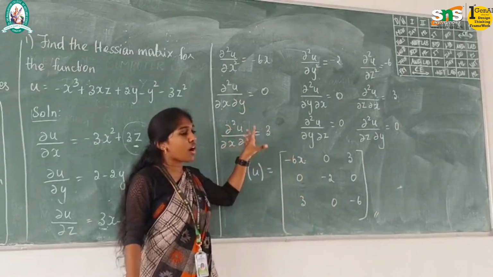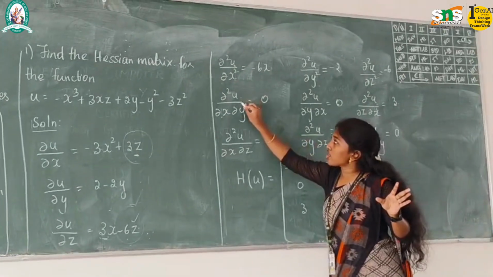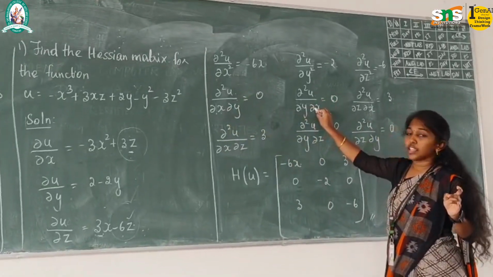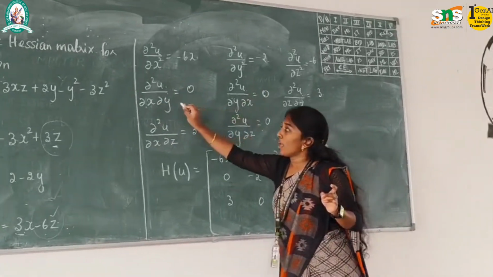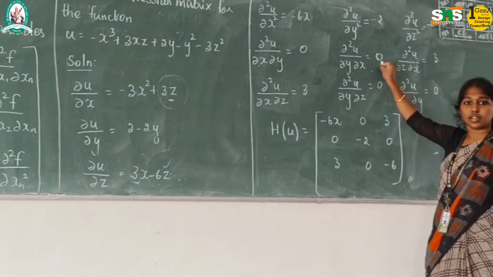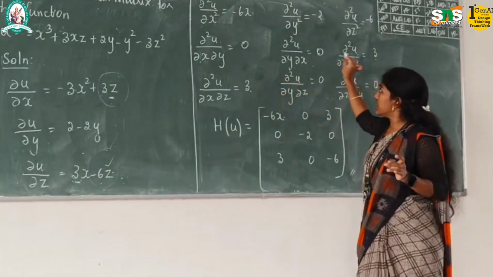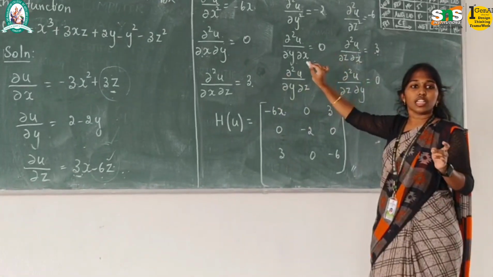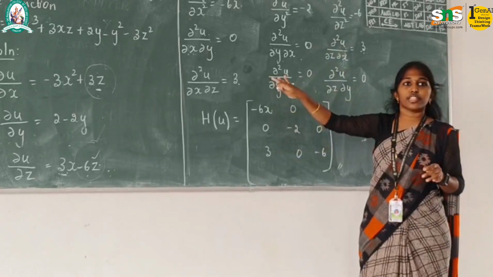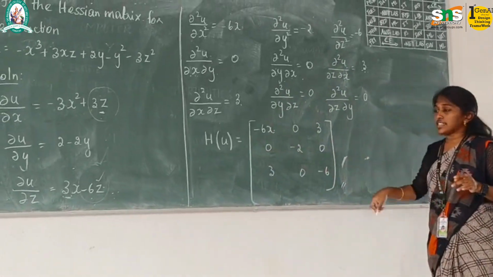Looking at all these values, we get the same answer for these pairs. Here dou square u by dou x into dou y, and here dou square u by dou y into dou x, are symmetric values. Differentiating x and y, and also y and x, I get an answer as 0. Differentiating x and z, I get the same values, that is 3 and 3. So these values we call symmetric values. By substituting all those values in the given definition, that is the formula, we obtain the Hessian matrix. That is the final answer. Thank you.